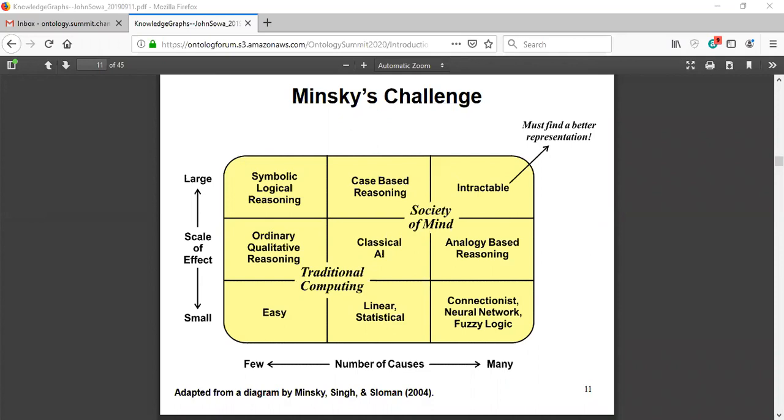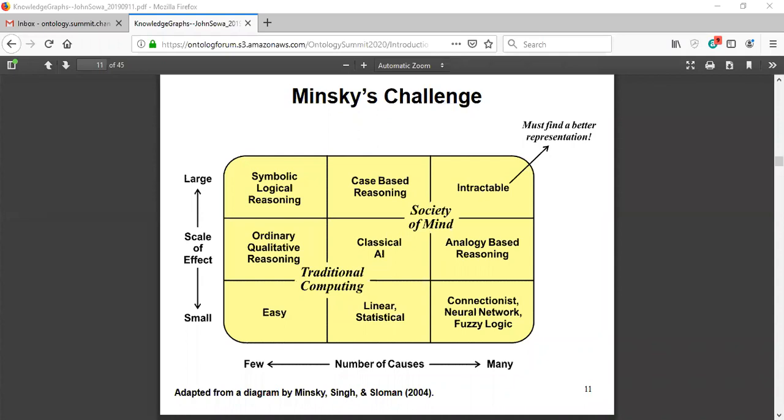And in the middle is ordinary sort of qualitative reasoning. Then if you go down the bottom line, there's going from easy to linear statistical methods. These are all the many statistical packages that have been developed, going up to the connectionist and the neural networks and fuzzy logics and all of those. And that's going along the bottom line. Then classical AI in the middle, that's the kind of stuff that was developed in artificial intelligence from the 1960s to the 1990s. That's the mainstream sort of stuff.